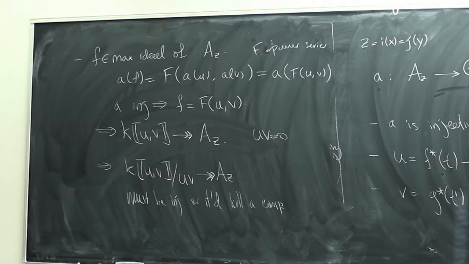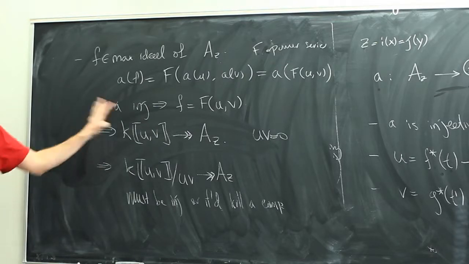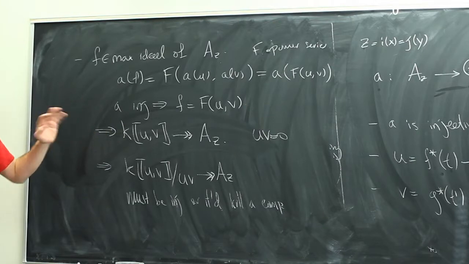Okay, so this was kind of a lot of calculation. But the point was just that once we got the separating tangent vectors thing, it was just some commutative algebra from there. Okay, are there any questions?